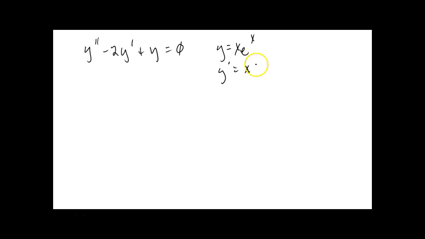x e to the x plus e to the x. Then y double prime equals x e to the x plus e to the x plus e to the x. Simplify: x e to the x plus 2 e to the x.